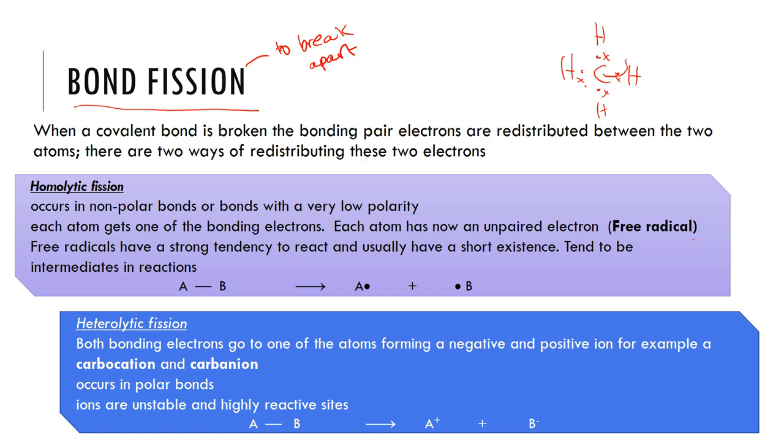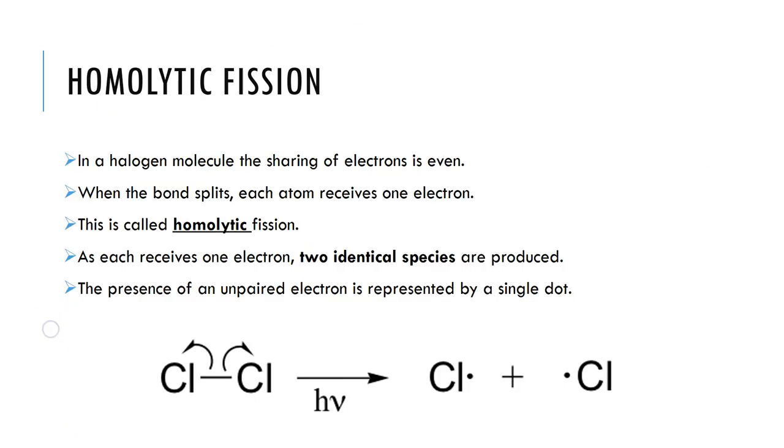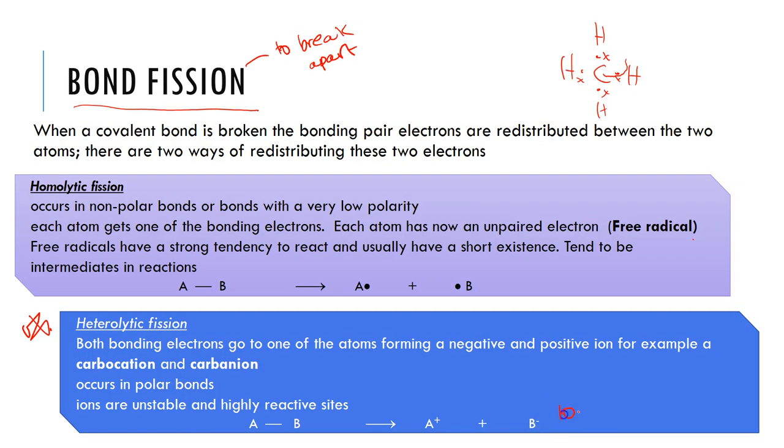Where we have both bonding electrons going to one atom, we get the formation of ions. Okay, so these are ions here where we end up with a positive and a negative side. Okay, so this we will tend to look at a little bit more in higher level where we talk about carbocations and carbanions, because you may remember we've said that carbon doesn't tend to form ions very well, and it doesn't. So these happen under special circumstances.